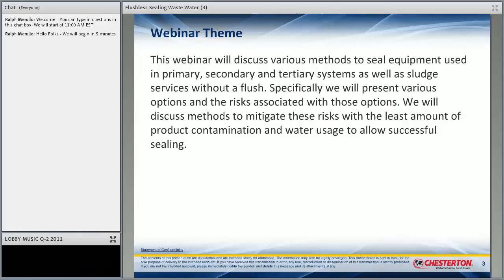Our goal, particularly in the sludge area, but in other areas too, is to minimize the use of flush, which would contaminate the product, and minimize the use of water, because water is the wastewater industry's product. So you don't want to use your product. There are technologies available today that will allow us to do that, and techniques that we can use. So it's really about being aware of those.